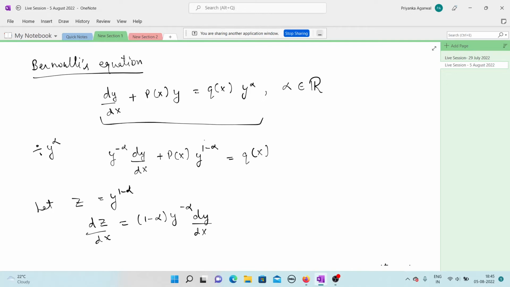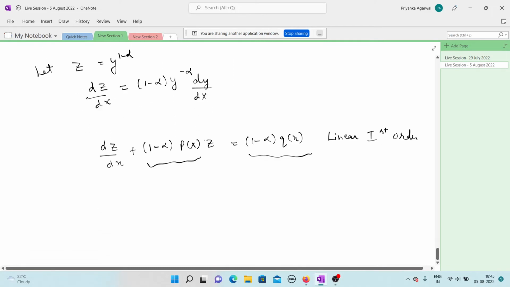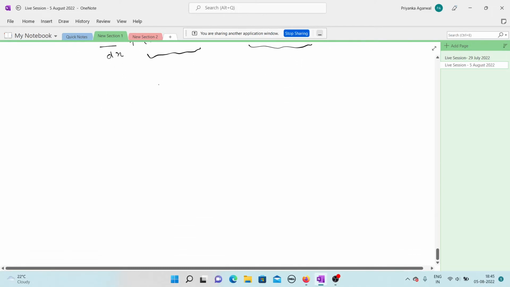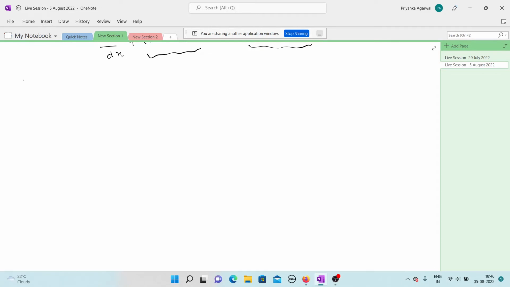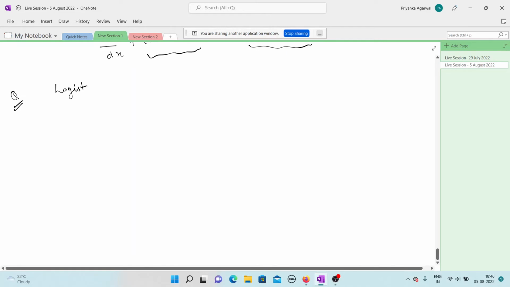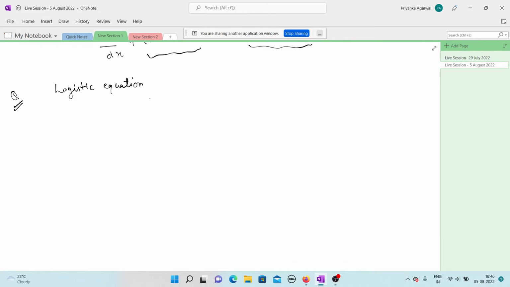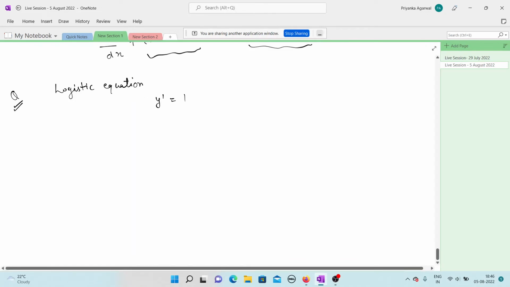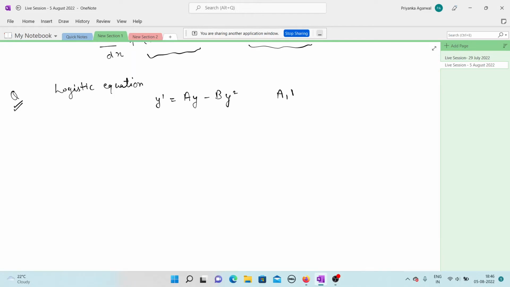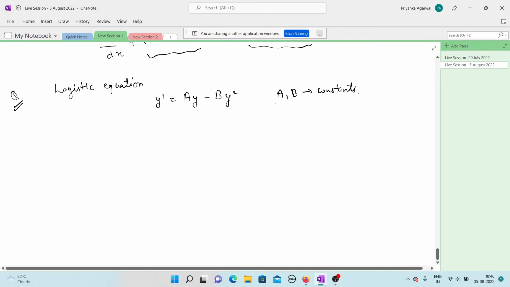Okay. Is it clear? Okay. So now let's move on to another problem. So there is something called as logistic equation, which is of the form y dash equals ay minus by square, where a and b are the constants. Now you have to solve this equation.